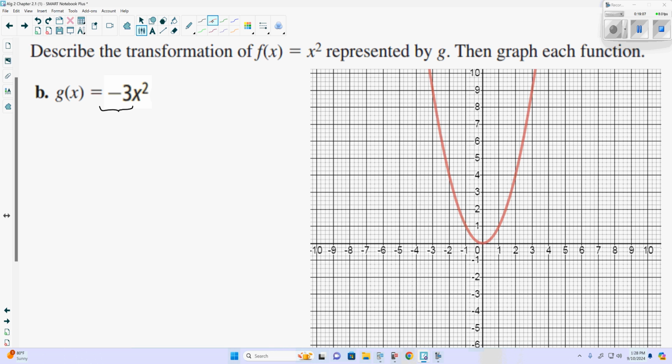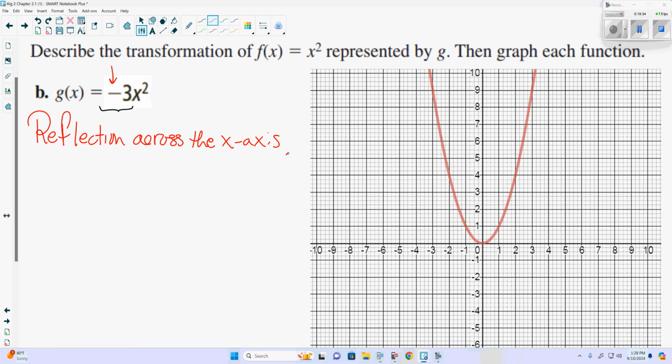What does the negative tell us? The negative tells us it's a reflection across the x-axis. And that's purely what the negative tells us. The negative, a part of that negative 3, does nothing with the vertical stretch or shrink. It's just reflection across the x.